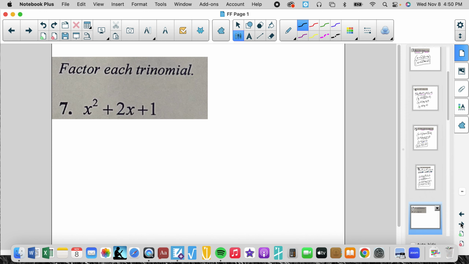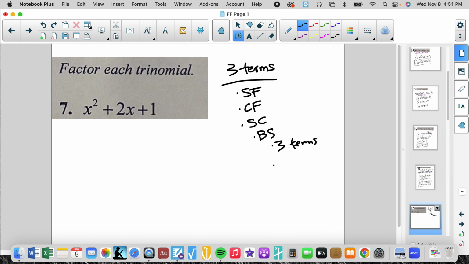So number 7, we're going to factor each trinomial. Remember, 3 terms. So we ask: 1, is it in standard form? 2, is there a common factor? 3, is it a special case? Is it a binomial square? And in this case it is, because the binomial square has 3 terms, which this has.